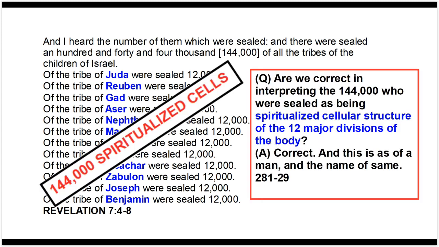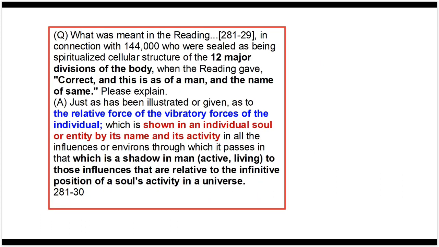Are we correct in interpreting the 144,000 who were sealed as being spiritualized cellular structure of the 12 major divisions of the body? Correct. And this is as of a man, and the name of same. What was meant in the reading 28129, in connection with the 144,000 who were sealed as being spiritualized cellular structure of the 12 major divisions of the body, when the reading gave, correct, and this is as of a man, and the name of same? Please explain.